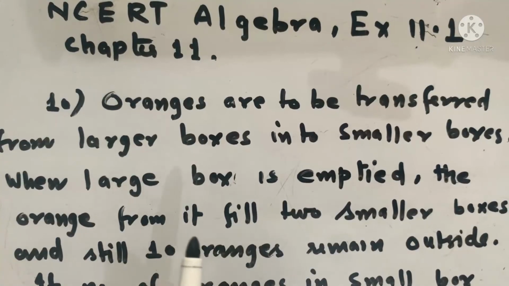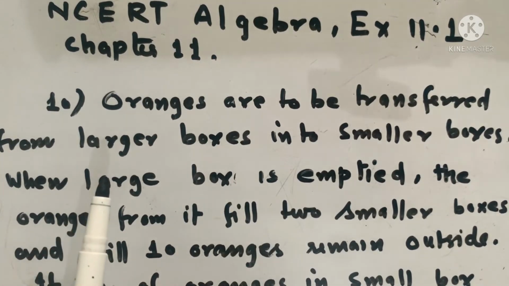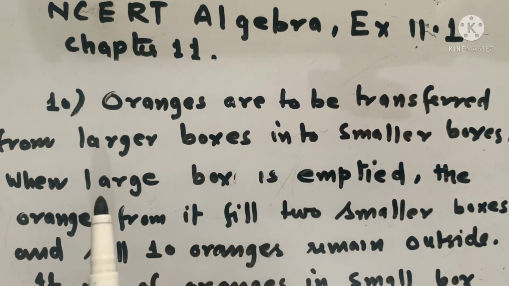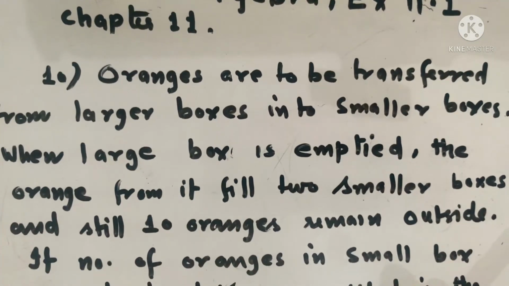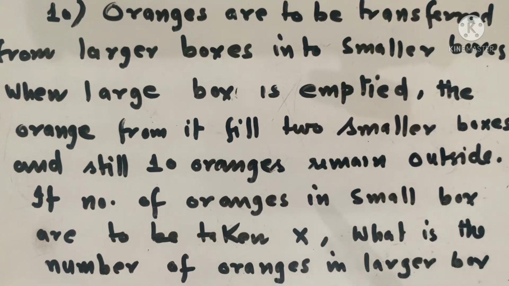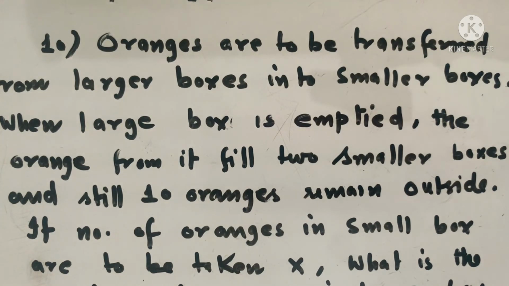Now question number 10 is given. Oranges are to be transferred from a larger box into smaller boxes. When the large box is emptied, the oranges from it fill 2 small boxes, and still 10 oranges remain outside. If the number of oranges in a small box is taken to be X, what is the number of oranges in a large box? So we have to find the total oranges in a large box.